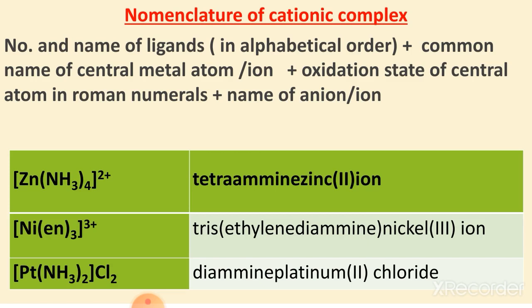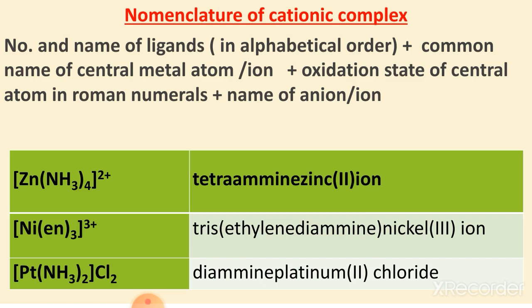Now the second example, [Ni(en)3]3+ with 3 plus charge. So here again, 3 for tris, because en is named as ethane-1,2-diamine. Diamine has already come, so that's why we use tris. So for en we can use tris for 3. So tris(ethylenediamine), also named as ethane-1,2-diamine in brackets. Now nickel(III) is the charge of the nickel ion.